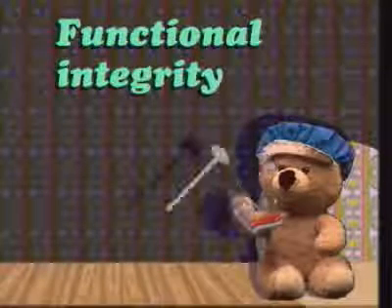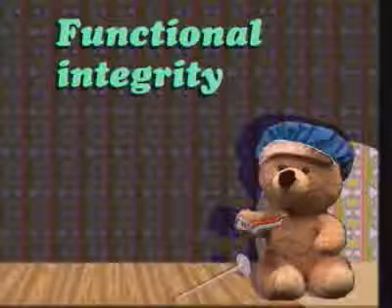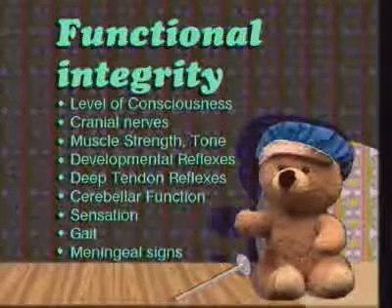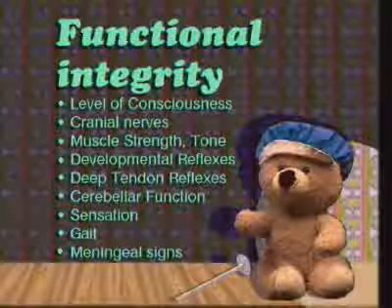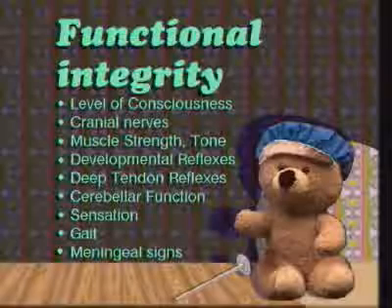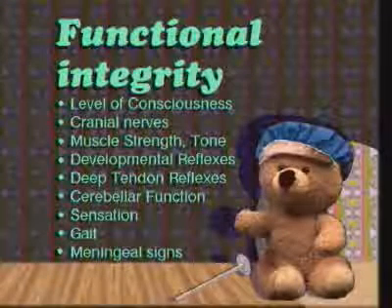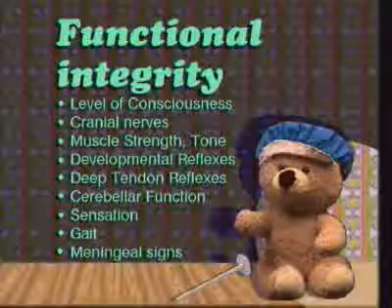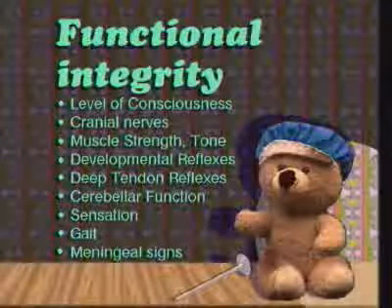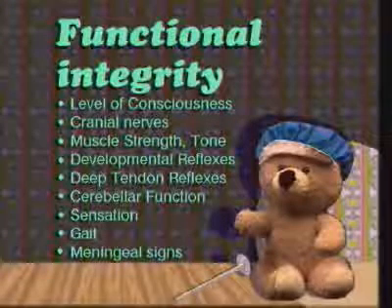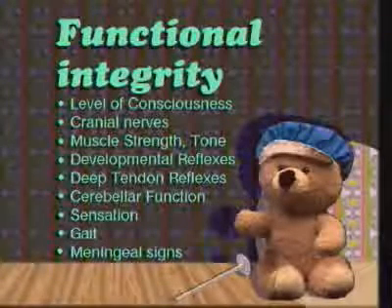The examination of functional integrity covers the following aspects: level of consciousness, cranial nerves, muscle strength and tone, developmental reflexes, deep tendon reflexes, cerebellar function, sensation, gait, and meningeal signs. In the following examples, particular attention is paid to methods which differ from those used for adults.